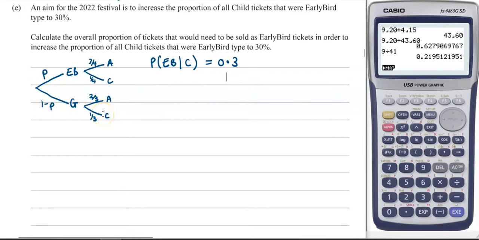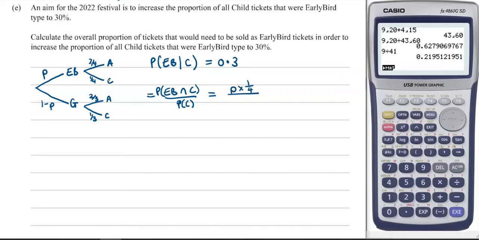Okay, so early bird and child, general and child is what we're looking for. So this probability here would be equal to early bird and child divided by the probability of child. So this is that branch along here, P times 1/4.